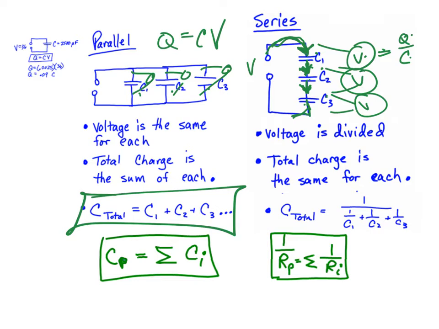Now, just like we could add up resistors in series, we can get the total capacitance, but now we have to do that reciprocal thing, the reciprocal of the sum of the reciprocals, to get the total capacitance of capacitors in series.